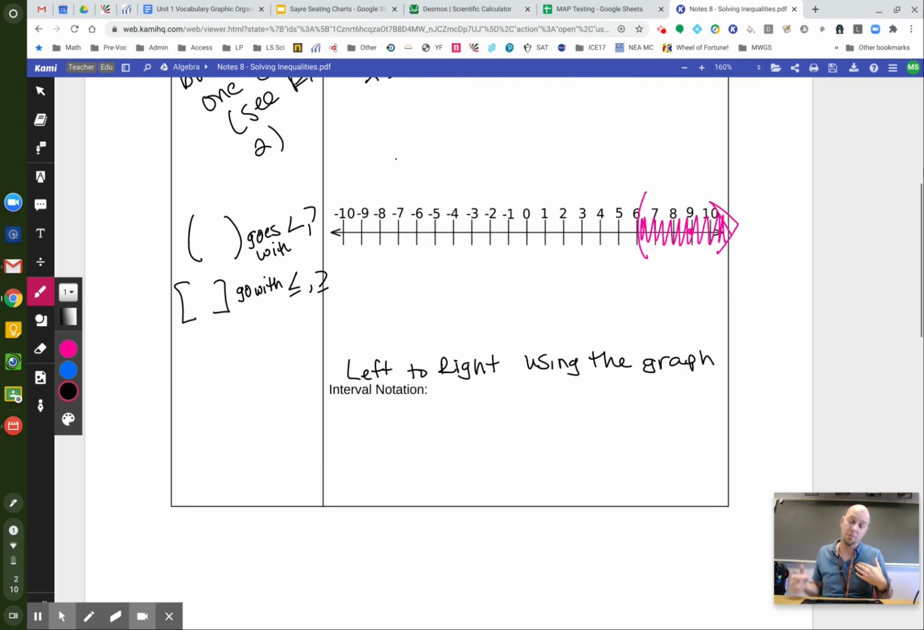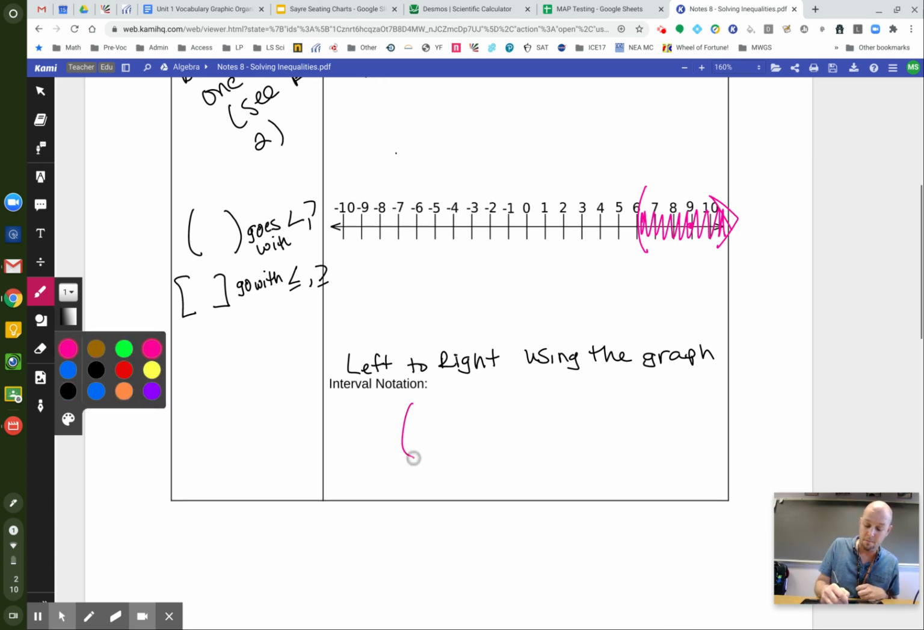Okay, so you're going to go from left to right on the graph. What I was saying before I was interrupted is that when I look, I have a parenthesis, and then I have a 6, and then I'm going to the right, so I've got to figure out where I'm going to.